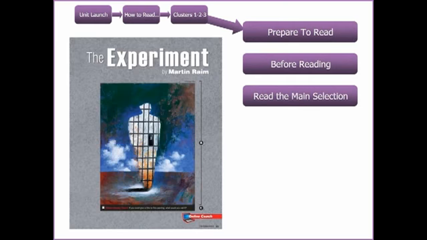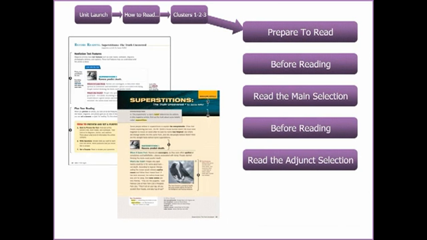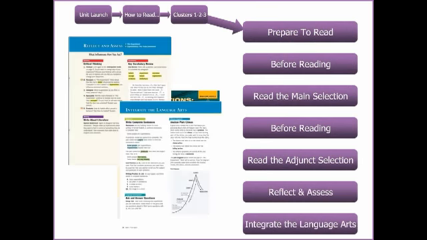Then it's time to read the main selection. Following the reading of the main selection, students engage in a second Before Reading lesson that prepares them for reading the adjunct selection. At the end of each cluster, students deepen their understanding and extend their learning across the language arts through the Reflect and Assess and Integrate the Language Arts lessons. We will now take a deeper look at each of these lessons.